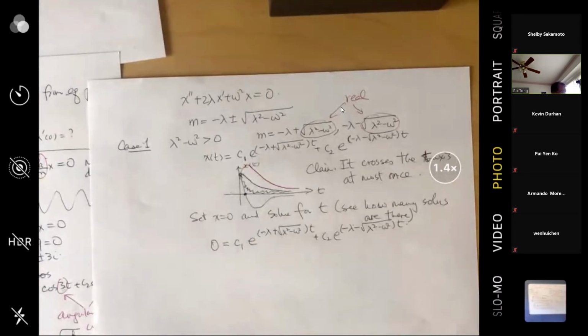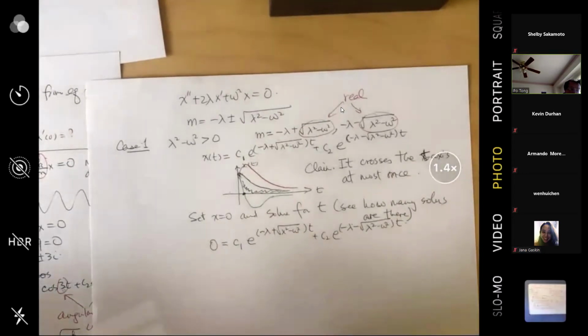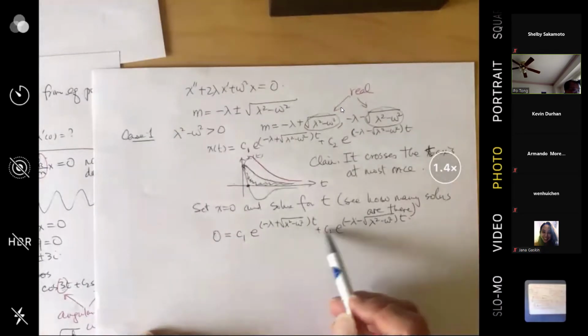How do we solve this equation for t? Take the natural log of both sides. Yeah, take the natural log. Before that, I have to move one term to the other side first, right? Otherwise, you'll have log of this sum.